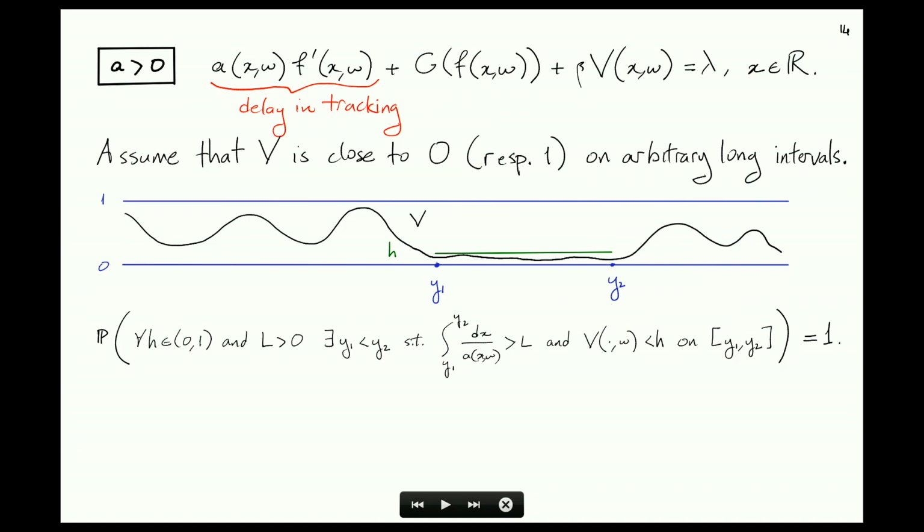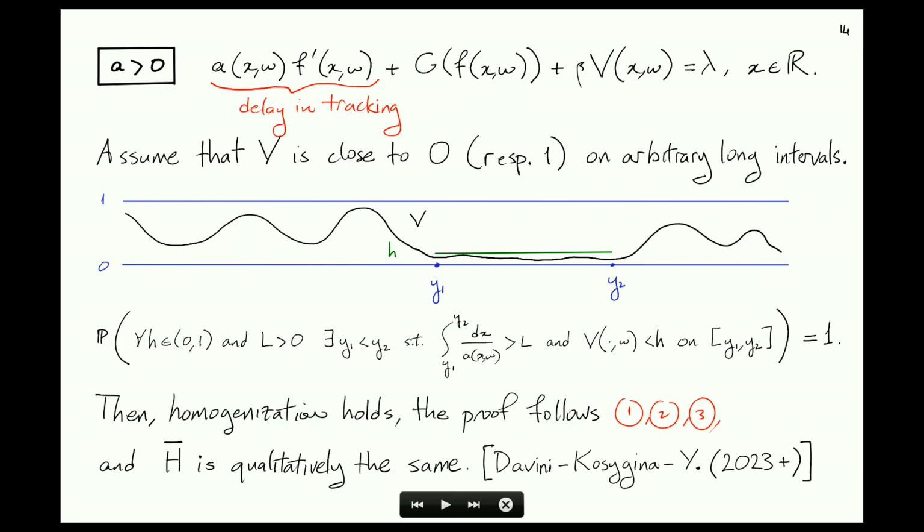So this is called a valley. The other one would be called a hill. I want to have arbitrarily long valleys and arbitrarily long hills in my environment. Okay? And then homogenization holds.